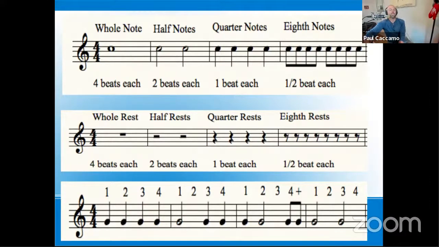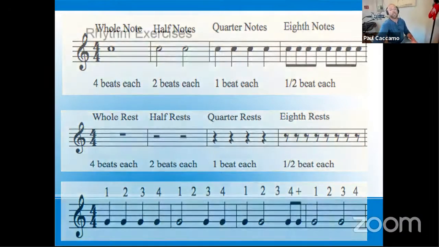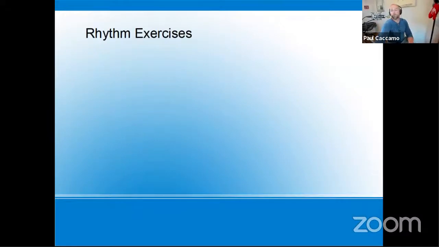So let's read the last thing you see there with the 1, 2, 3, 4s. Let's read this together. Just on ta again. We'll go a little slower, about 1, 2, 3, and 4. Ta, ta, ta, ta. Okay, I can tell I'm boring you. You guys nailed that. So you see here now I've got rhythm exercises.